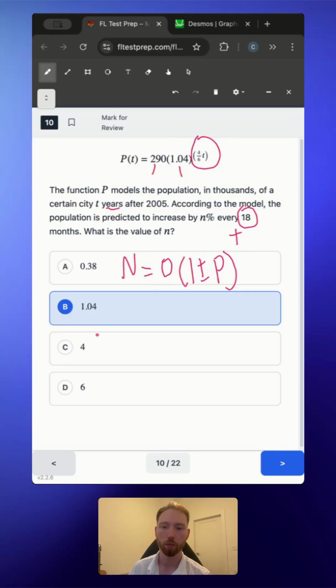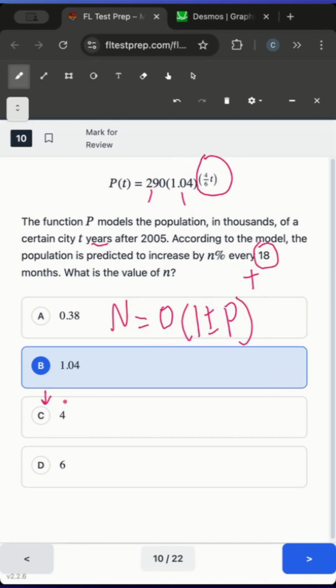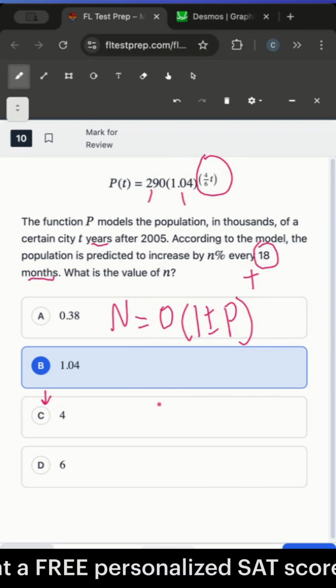Normally you can just go ahead and choose C, because by looking at what's between the parentheses we know it's going to be a 4% increase. But they threw in this 4 over 6, so I just want to double check and make sure they didn't do any crazy math tricks. So I know it's 4 over 6, and this is 18 months. What I need to do in order to plug 18 in for t is convert it into years. Well, how many months are in a year?